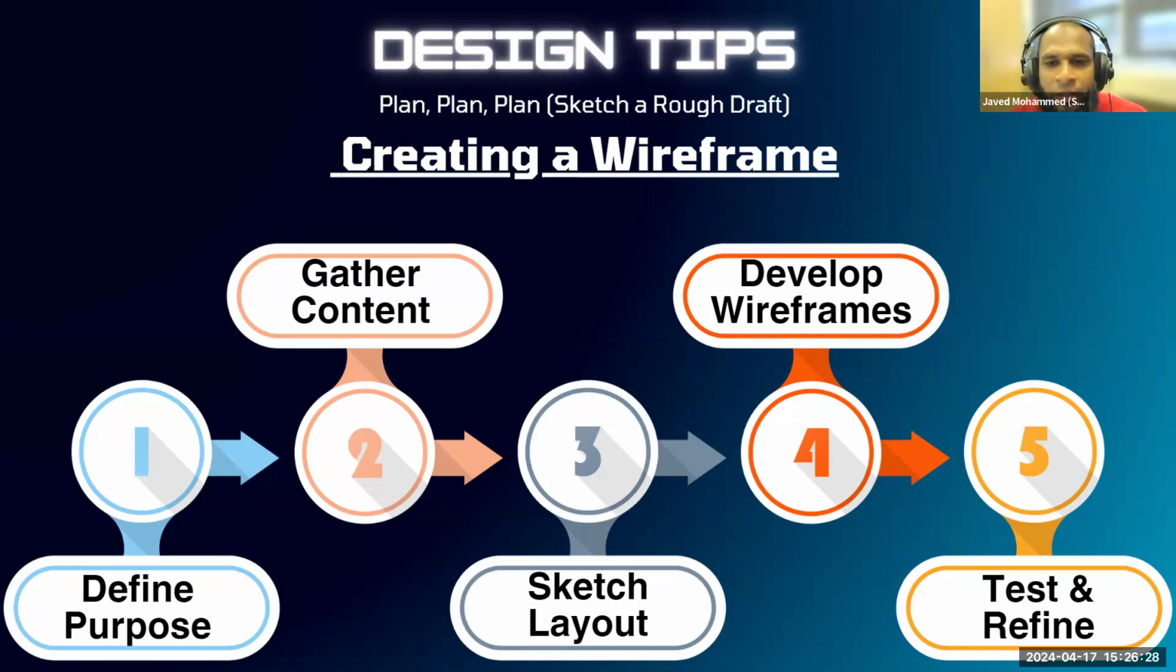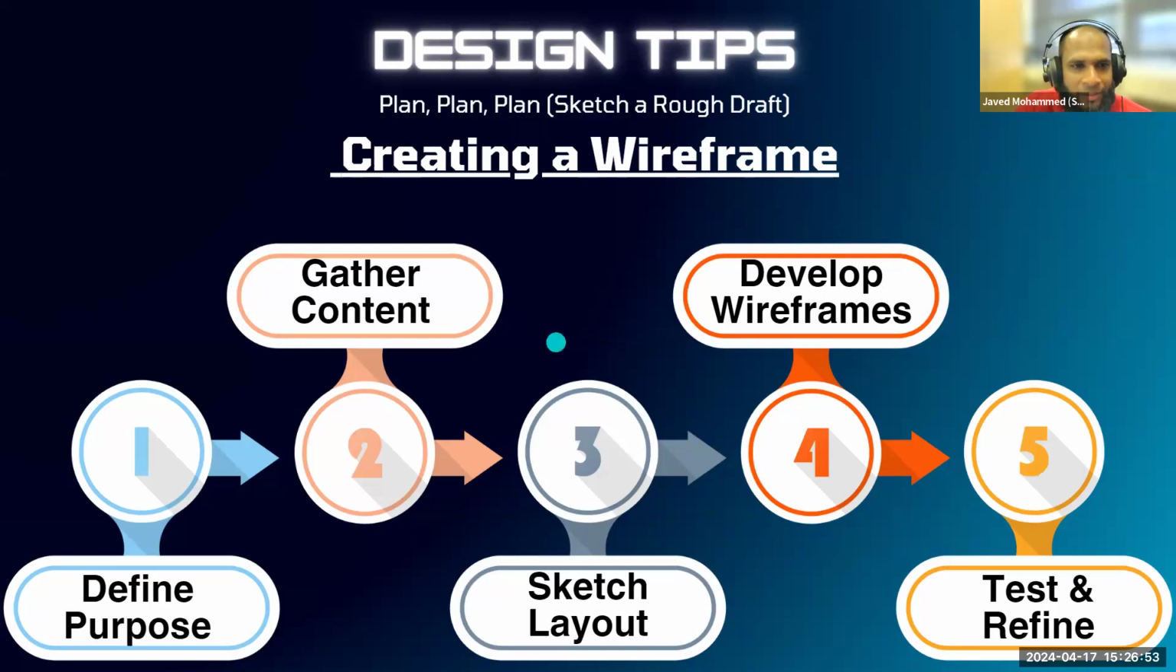So the next step would be gathering your content. So you want to collect all the materials. After you define the purpose, collect all the materials, all the artifacts you want to include. And this will include things like your resume, work samples, contact information, very important, and the list could go on.